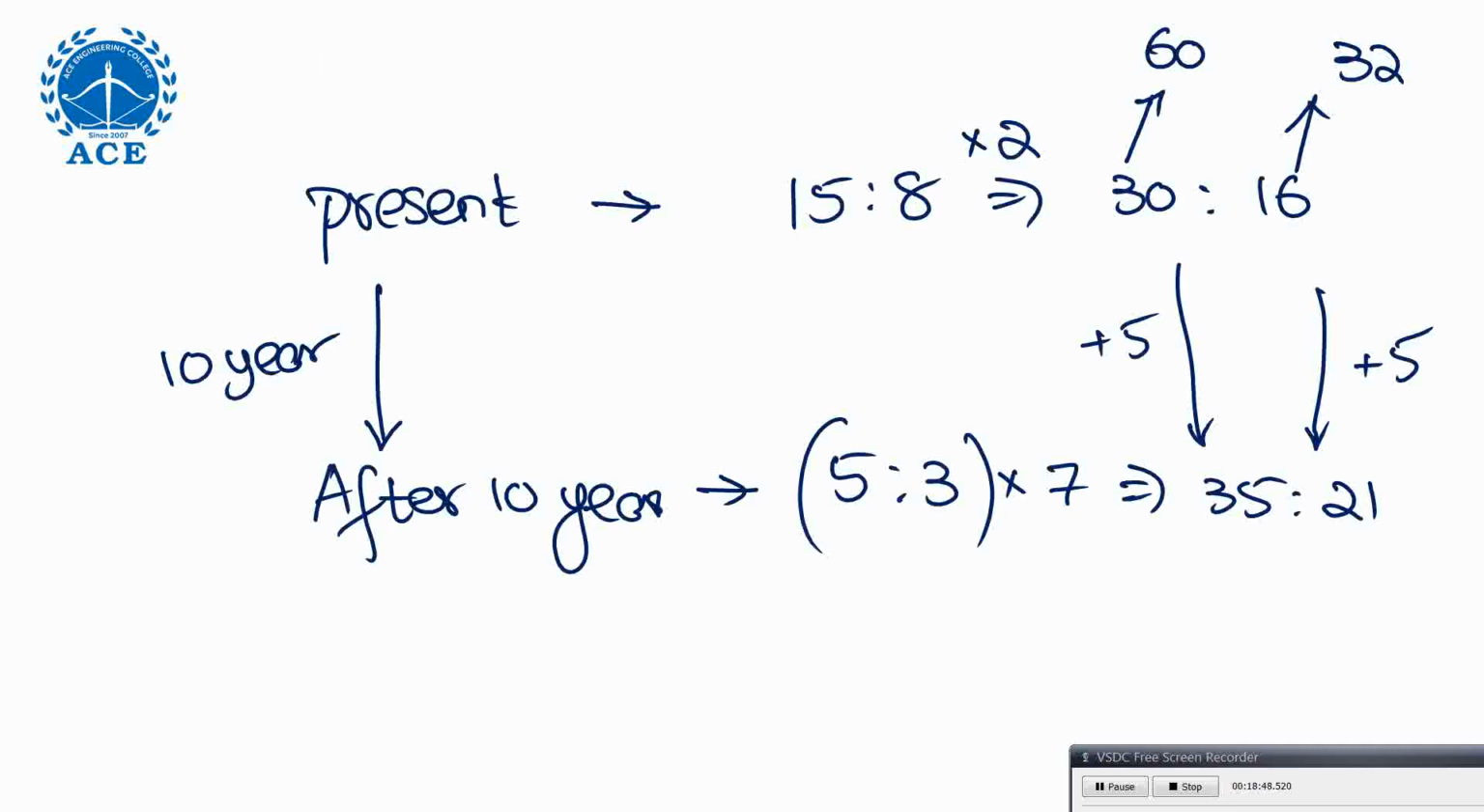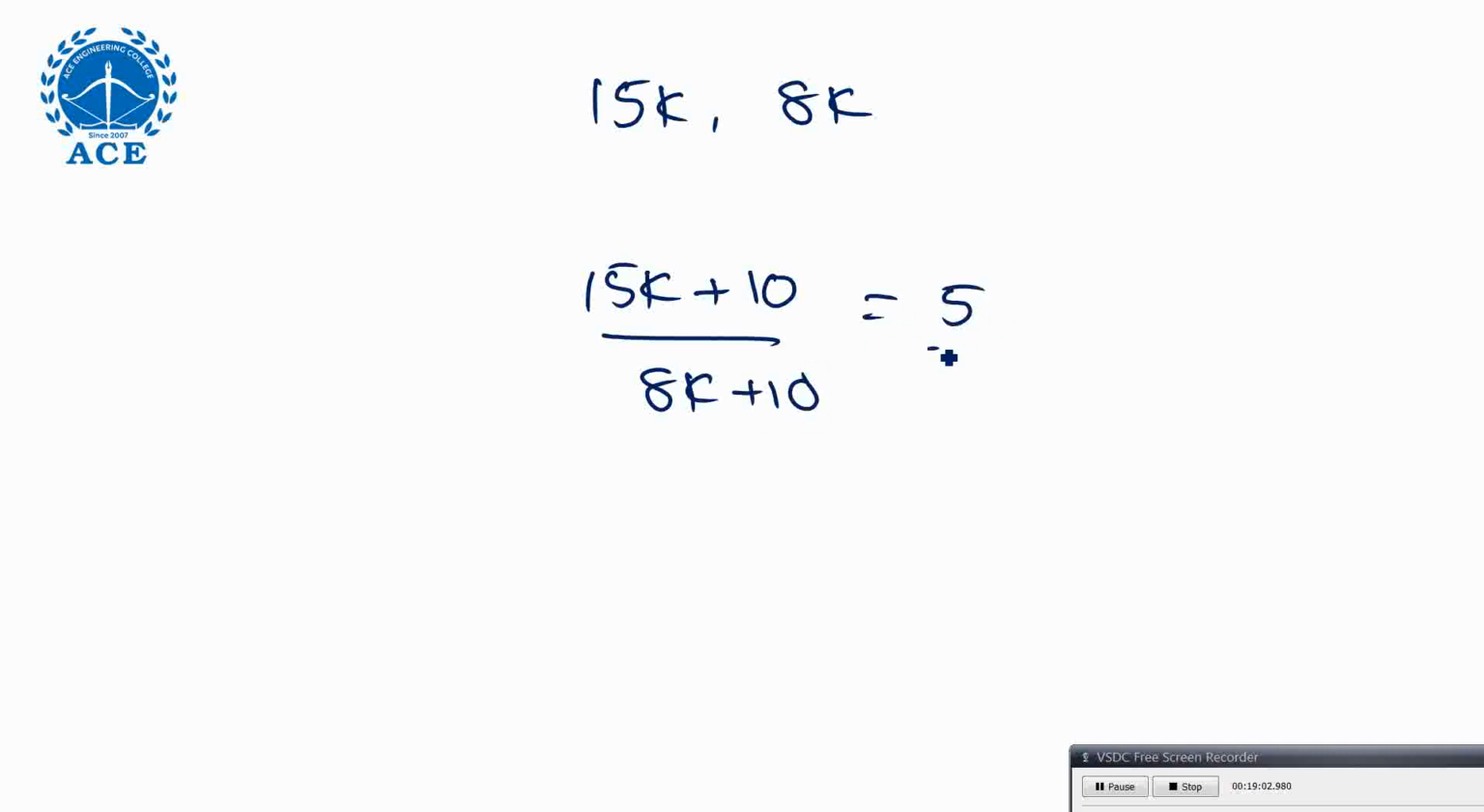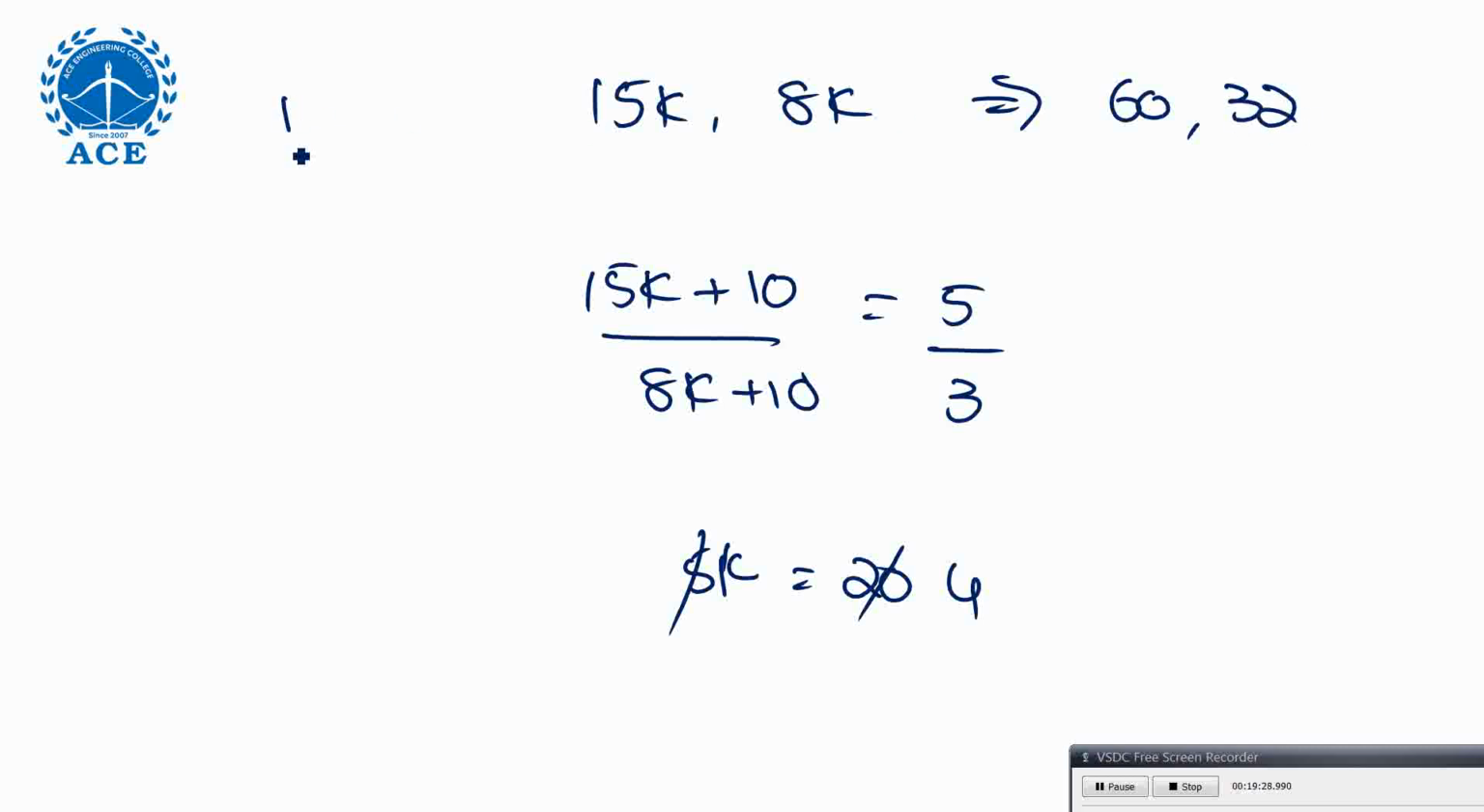Sir, I'm not okay with this method. If you feel it's simple, percentages are 15k and 8k, and after 10 years, (15k plus 10)/(8k plus 10) should be equal to 5 by 3. Now think one step, don't write everything on paper. 15 into 3 multiplied, right? What is that? 45k. 5 into 5, 8k into 5: 45k and 40k, 5k is the difference. Here 10 into 3, 10 into 5, the difference is 20. So k is nothing but 4. So see, this method is easy now. 15 into 4, 8 into 4, those are the percentages.